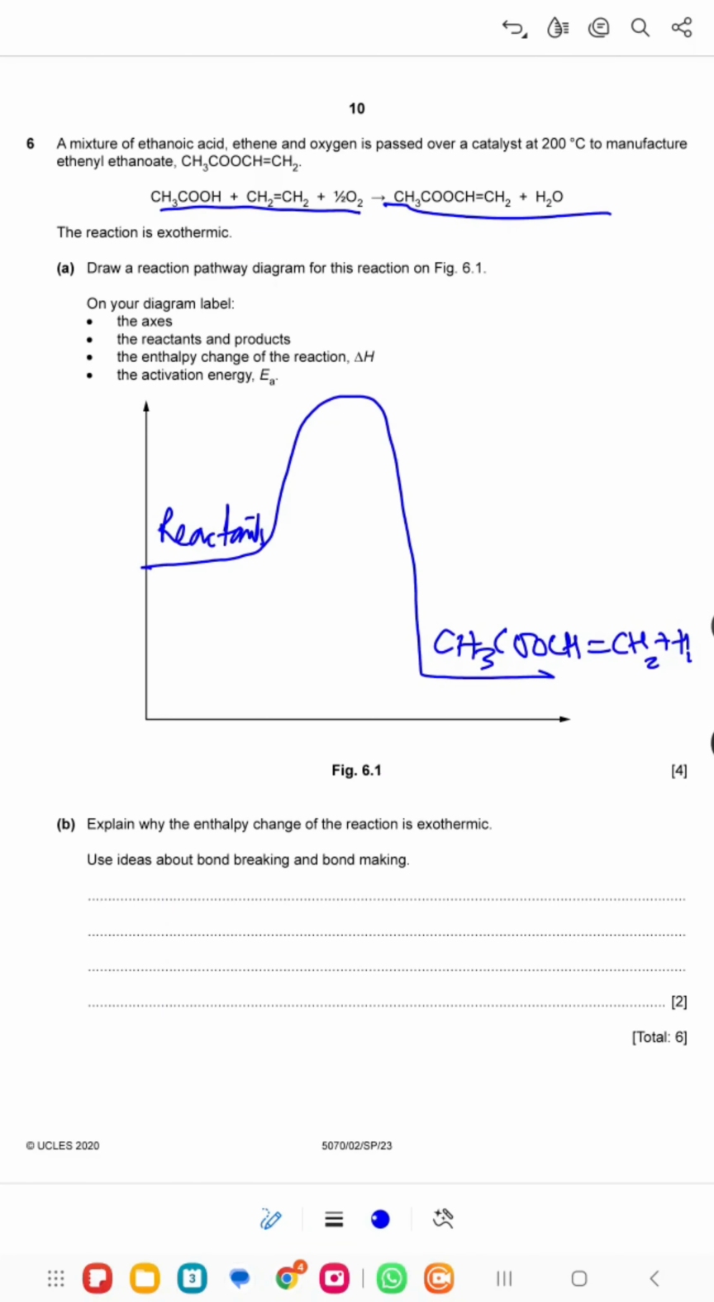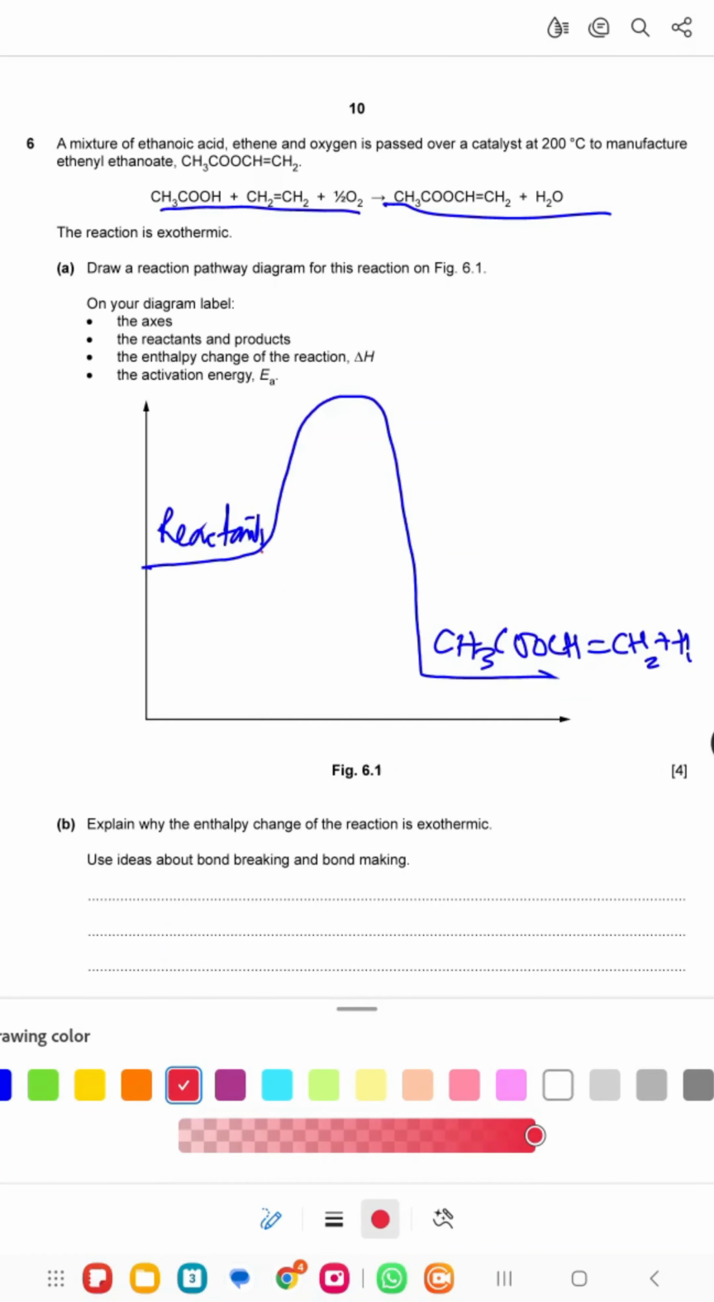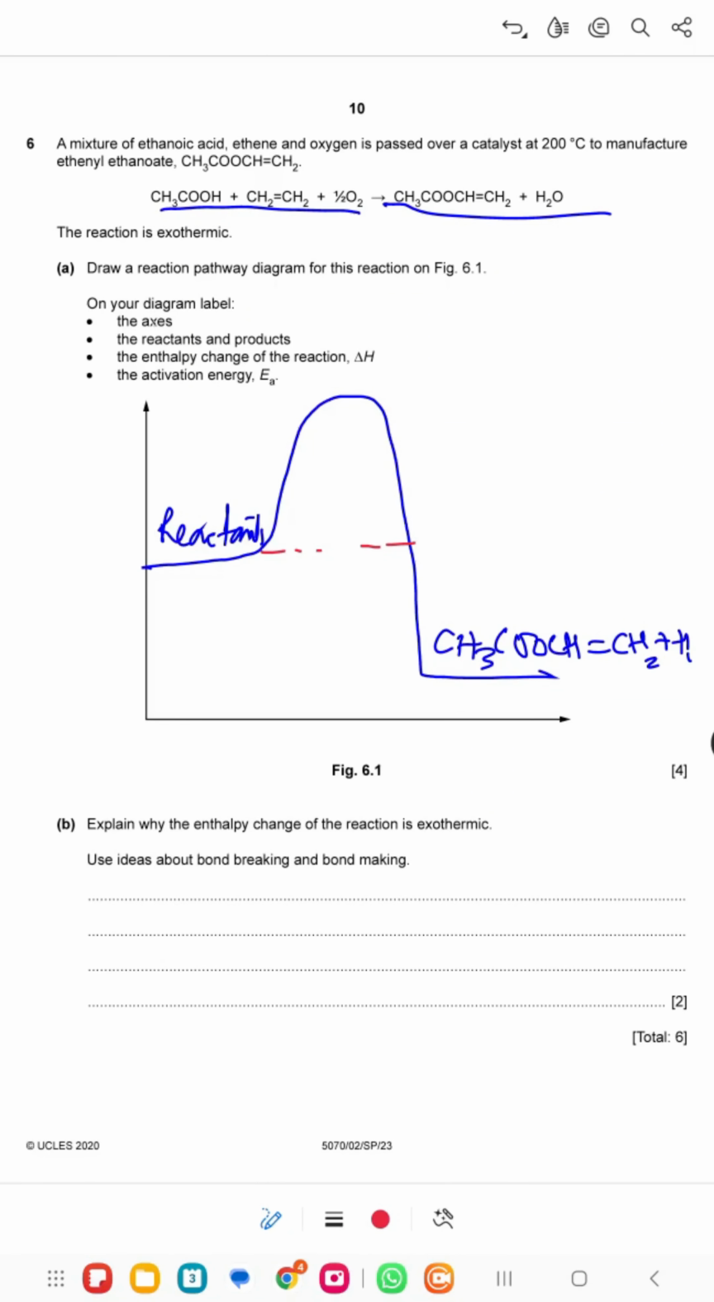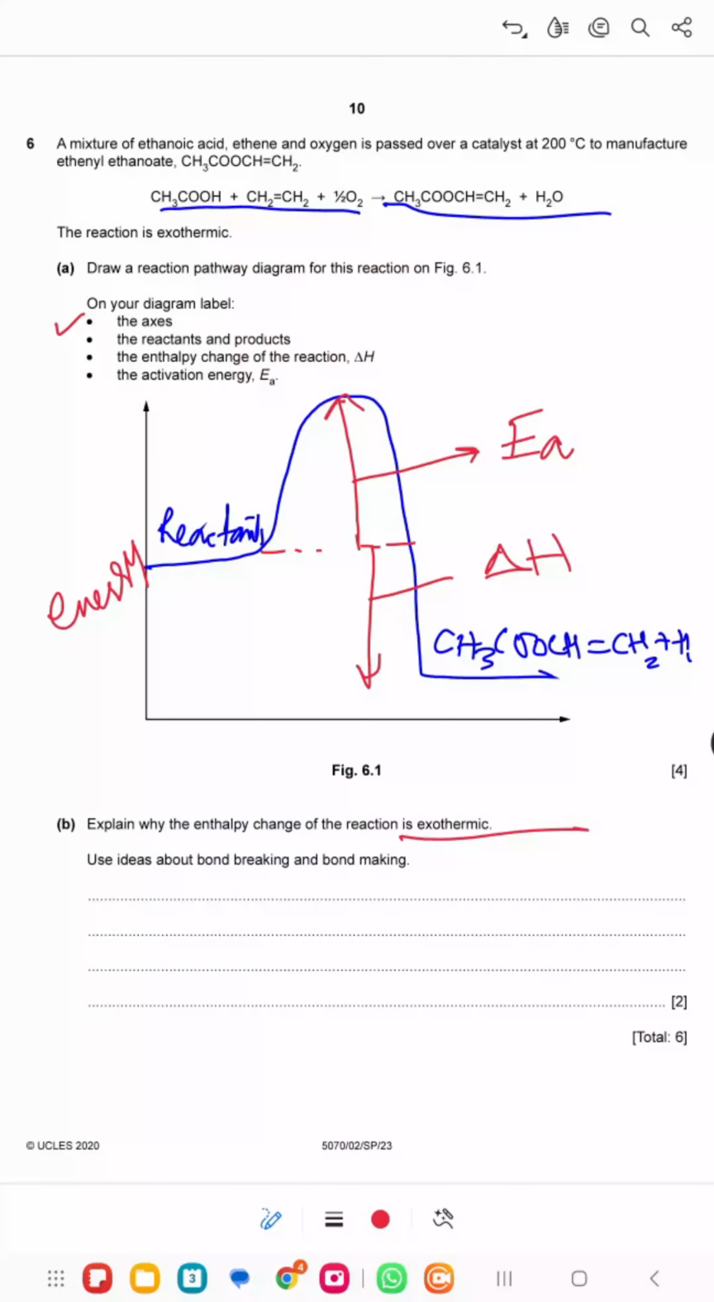So how are we going to draw it? We are going to mark the activation energy. We have to label the axes. This one is the energy. And then the reactants and products, the activation energy and the enthalpy change. So this one is the activation energy. And this one is the enthalpy change. It will be delta H. This reaction we have done. So for exothermic reactions, you will attempt this question here.